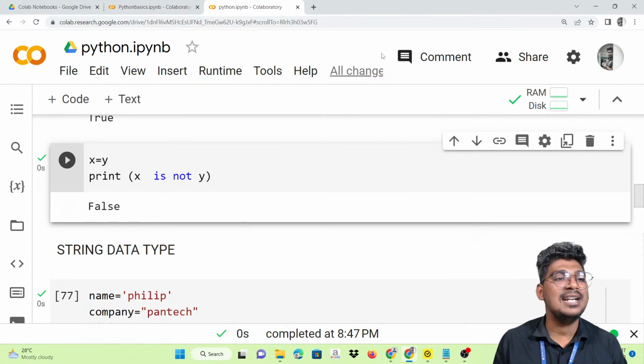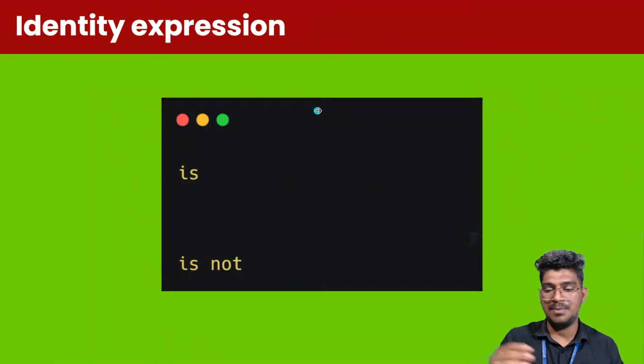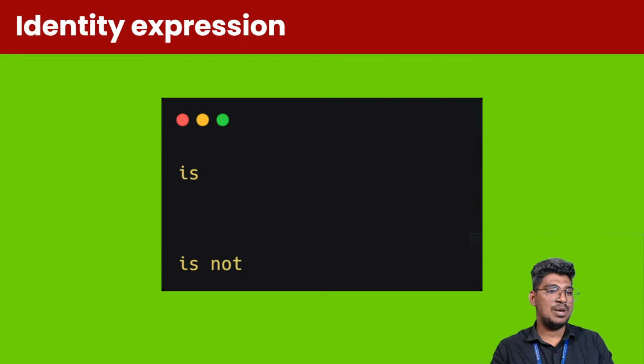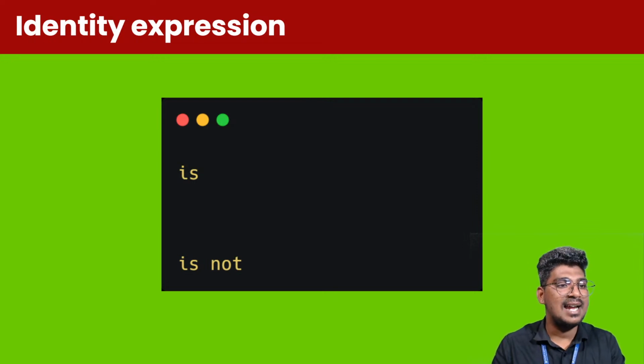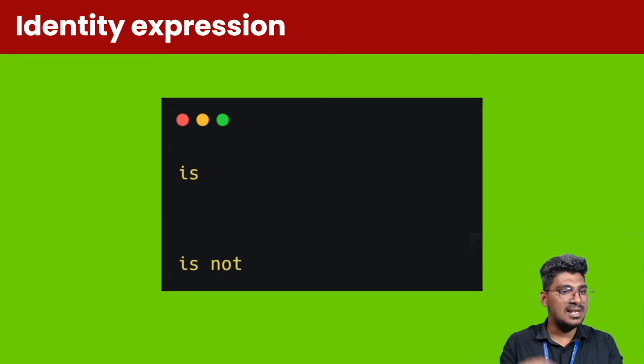Right? Hope you guys understood about all the expressions, the identity expression and membership. Same only, actually. Is and the equal to operators are also the same thing. Okay? Yeah. Right.